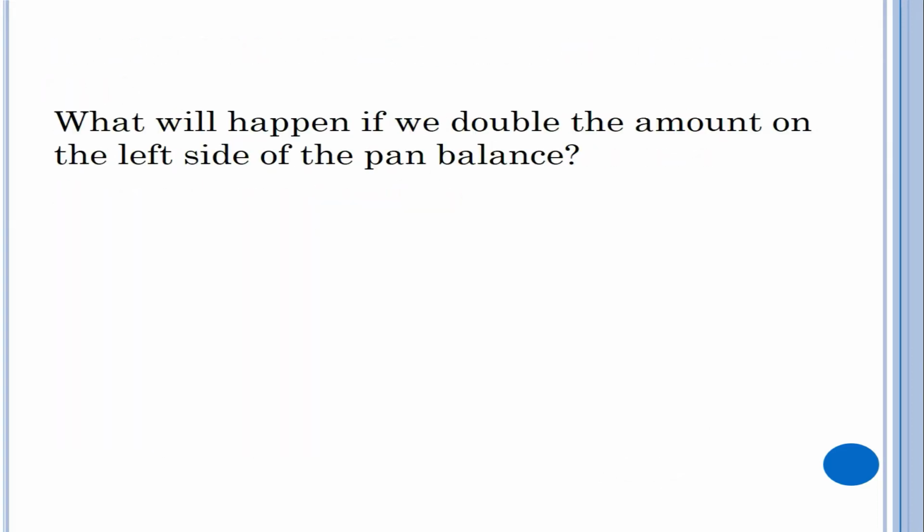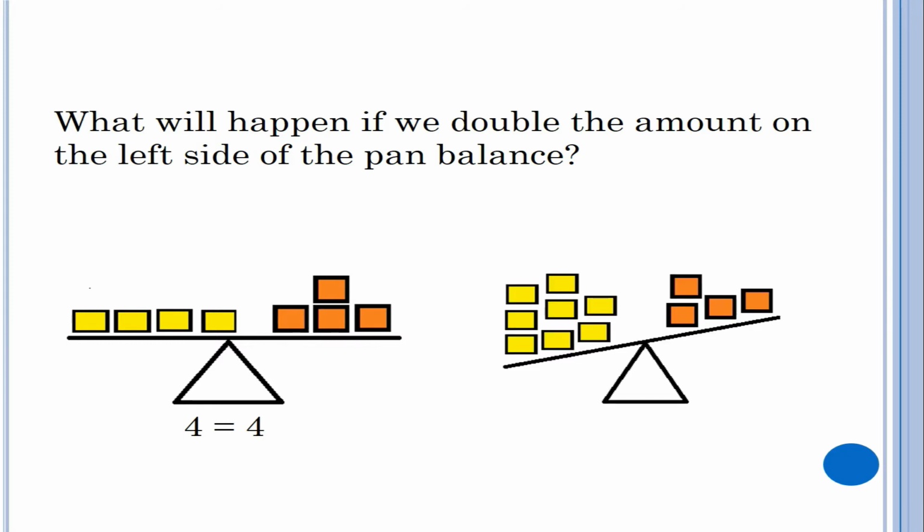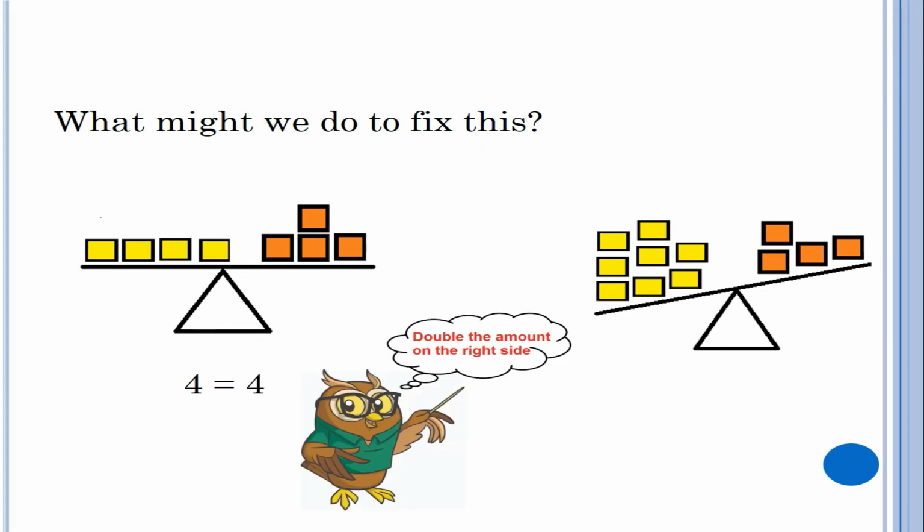What will happen if we double the amount on the left side of the pan balance? So we have 4 equals 4. And then on the right side of the figure, what have you noticed? The pan balance is also heavier on the left side. What do we do to fix this? We have to double the amount on the right side.